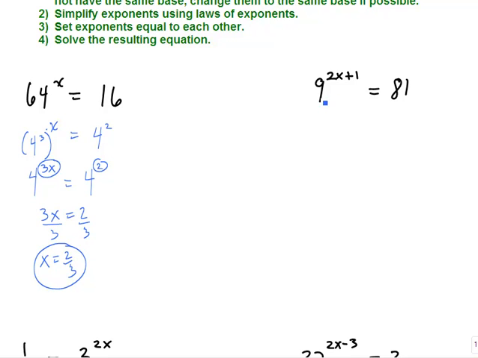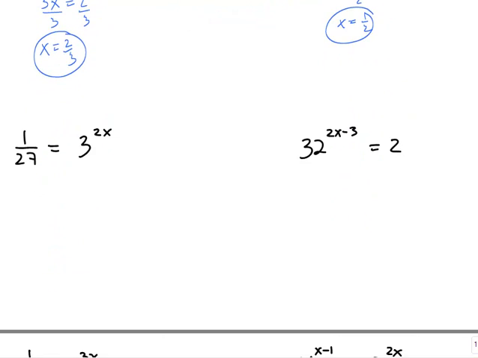Okay, so let's try that on the next one. We have 9 to the 2x plus 1 equals 81. Is it possible to make these two bases be the same? And in this case it is, because we know that 81 is 9 squared. So now they both have a base of 9. So all we have to do is set the two exponents equal to each other and solve for x. So I'm going to subtract 1, divide by 2, and we get x equals 1/2.